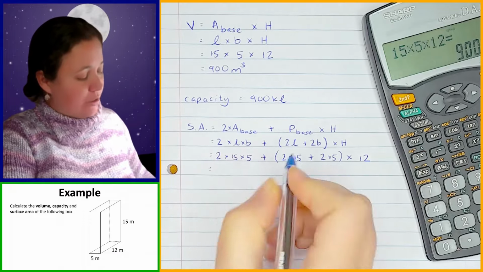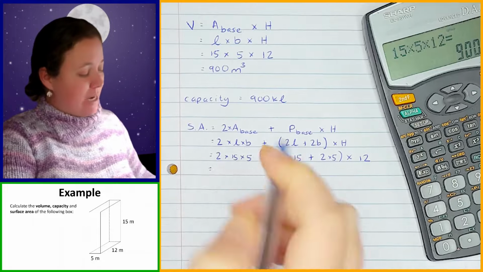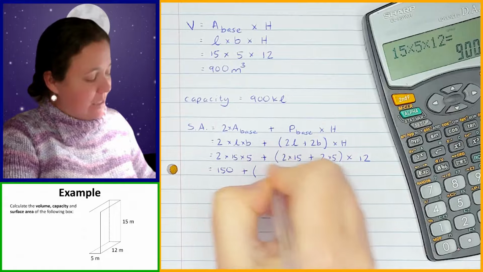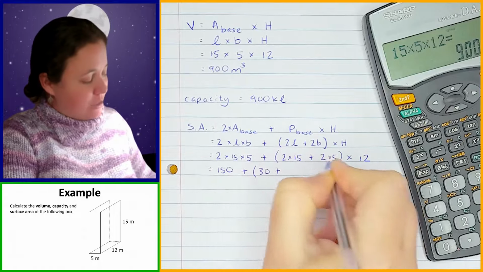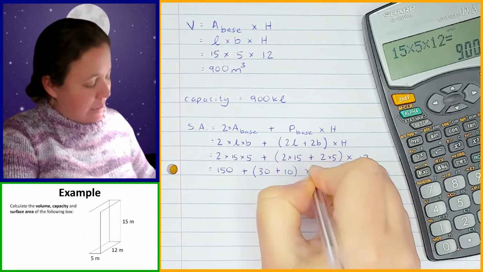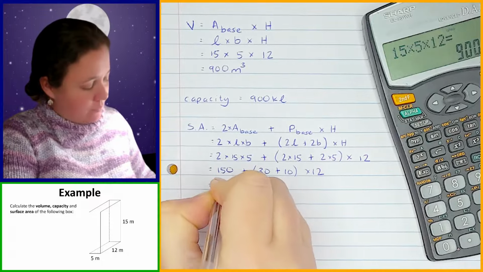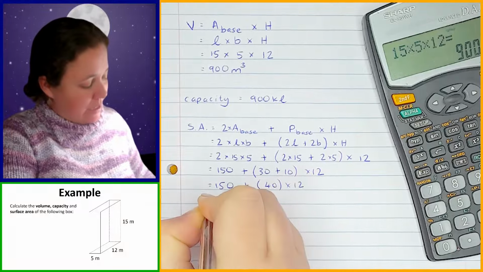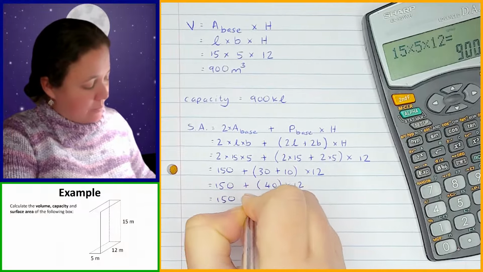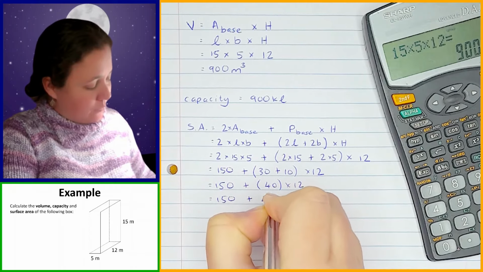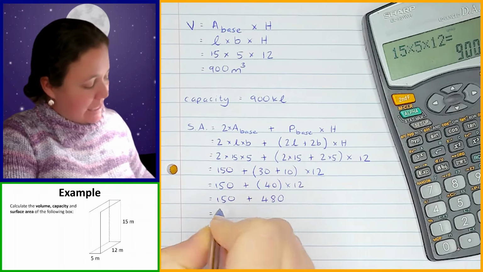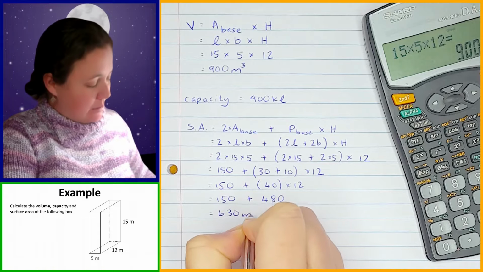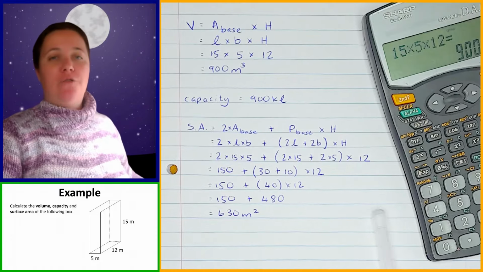Okay, so now we can go and work that out. So I've got 2 times 15 times 5, that's 150. Plus, in brackets here, 2 times 15 is 30. Plus 2 times 5 is 10, times 12. So that's 40 times 12. That's 150 plus 480. And that gives me 630 meters squared. So that's what you should get for that question.